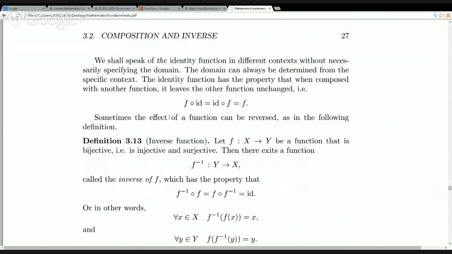Now, the identity function, with respect to composition, has this special property that if you compose it with any other function f, it leaves the other function f unchanged as well, because the input to the function id is always the same as the output. So any of these compositions, f after id, or the identity after f, is always just going to be the function f.